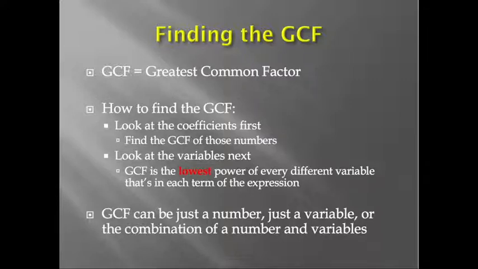The GCF is the lowest power of each different variable that's in each term of the expression. If there isn't a variable in one of the terms, then the GCF will be just a number. So your GCF can be just a number, just a variable, or a combination of a number and variables.